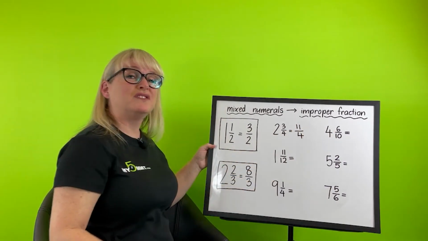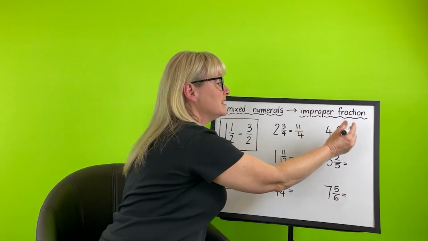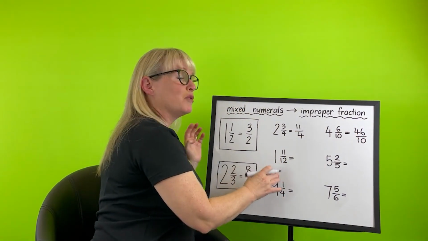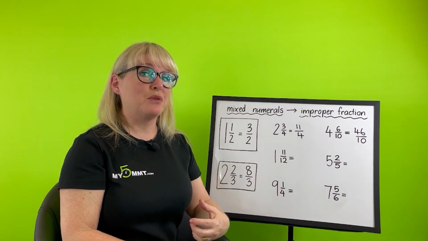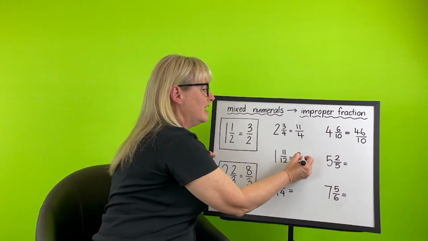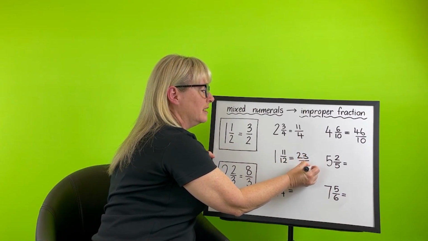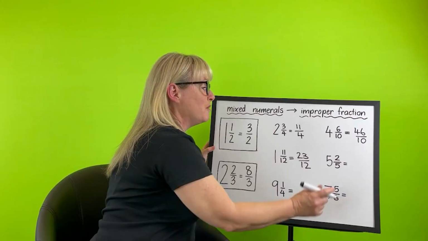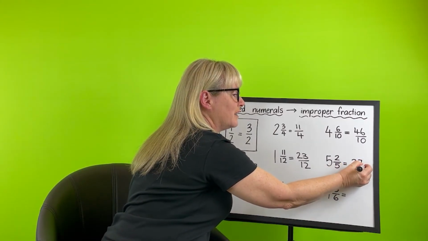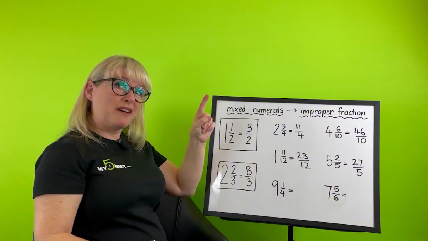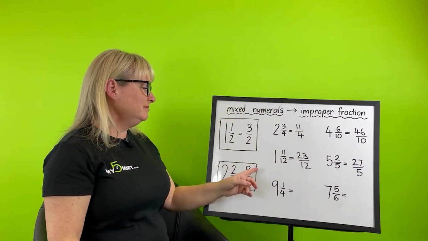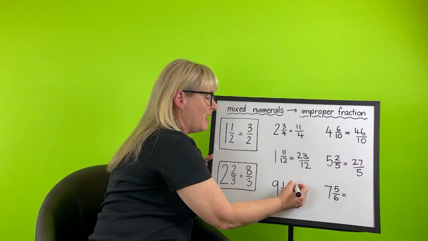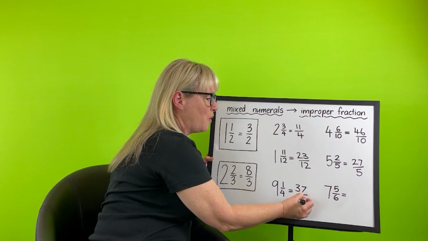Or 4 whole groups of 10 tenths, 4 tens is 40, with 6 more is 46 tenths. 1 whole group of 12 twelfths and 11 twelfths more, so I've got 23 twelfths. 5 whole groups of 5 fifths, 5 fives are 25, plus 2 more fifths is 27 fifths. My numerator is bigger than my denominator. 9 whole groups of 4 quarters, 9 fours are 36, with one more, I've got 37 quarters.